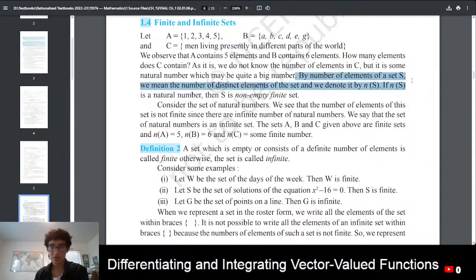By the number of elements of a set S, we mean the number of distinct elements of a set S, right? So that's another important thing. All men are distinct, right? They might have the same name, but they're different people. That's why if everyone were the same, then that would just be one, right? The number of elements of a set. And the way you write it is by n of S. So just like with the function, it's n bracket S bracket.